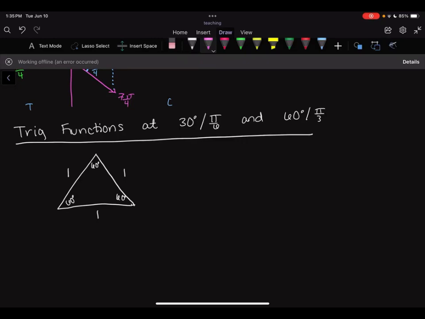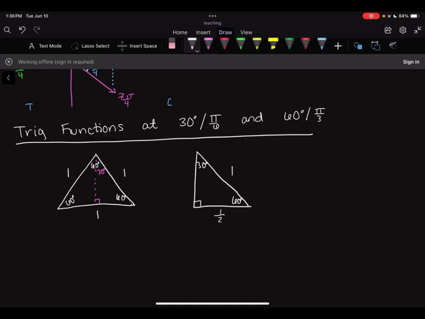Then I split down the middle. So if I split down the middle, that's going to make this angle here 30 degrees. So now I'm looking at a 30, 60, 90 triangle. The reason I wanted to split it is because I want the right angle. That way I can use Pythagorean theorem and all that stuff. So this side stays as 1. Since I split the bottom in half, this is now going to be a half.